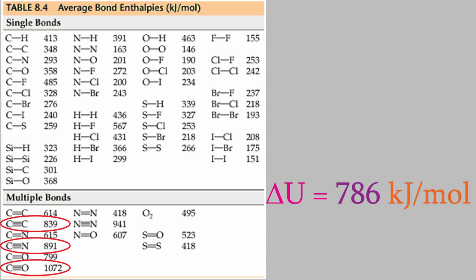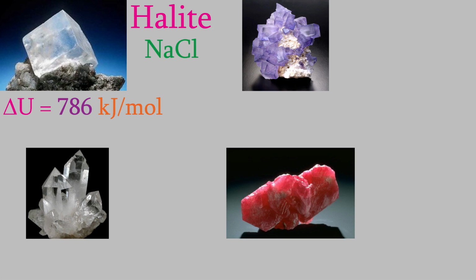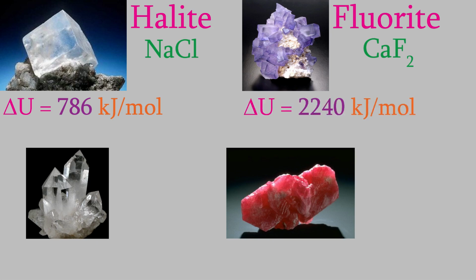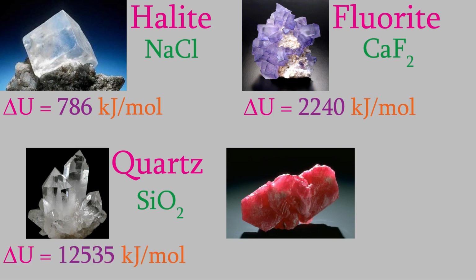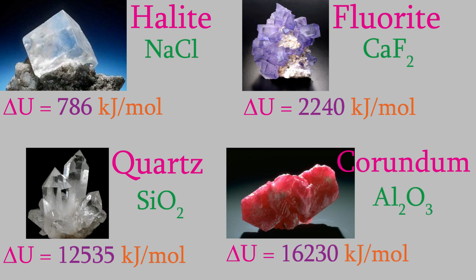If you look at the lattice energies of other crystals, you'll find that many of them are even higher than for sodium chloride. For example, fluorite is a crystal of calcium fluoride, CaF2, and it has a lattice energy of 2240 kilojoules per mole, almost 3 times higher than for sodium chloride. Meanwhile, quartz, which is silicon dioxide, has an even higher lattice energy of 12,535 kilojoules per mole, and corundum, which is aluminum oxide, has an even higher lattice energy of 16,230 kilojoules per mole.